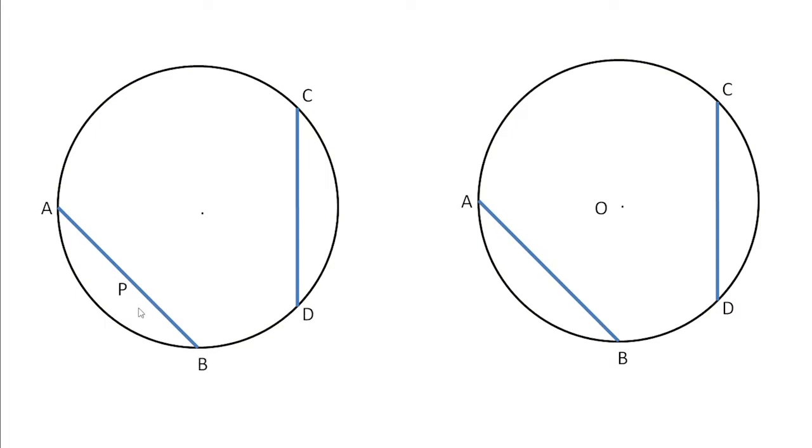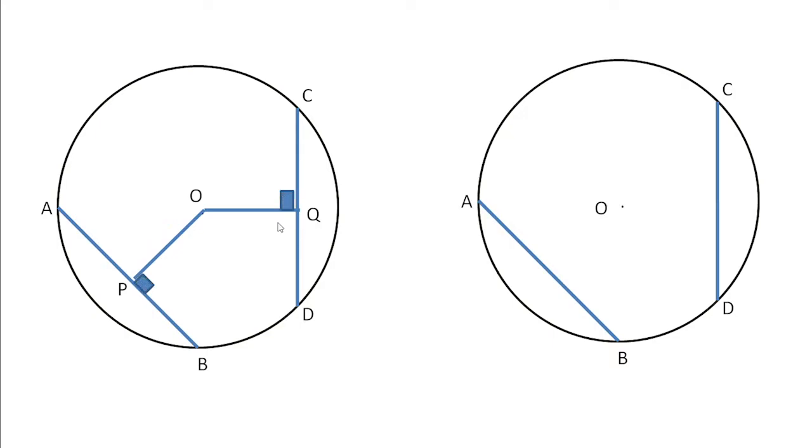P is the midpoint of AB. Q is the midpoint of CD. We need to prove that OP equal to OQ, or the line segment joining from the center to the midpoint of a chord is equal to the line segment joining from the center to the midpoint of the other chord.